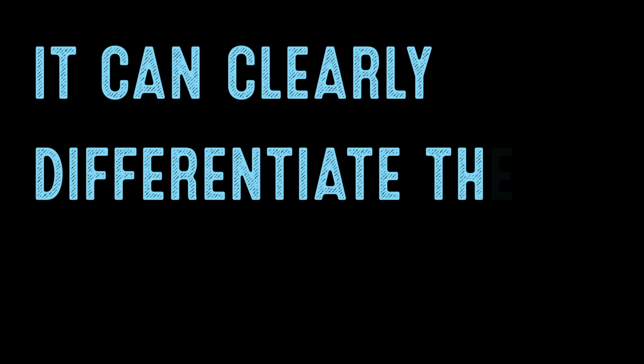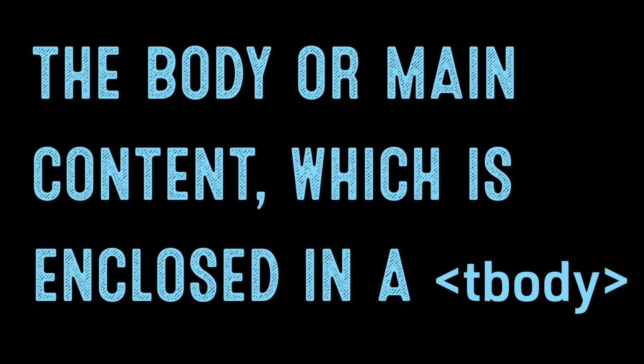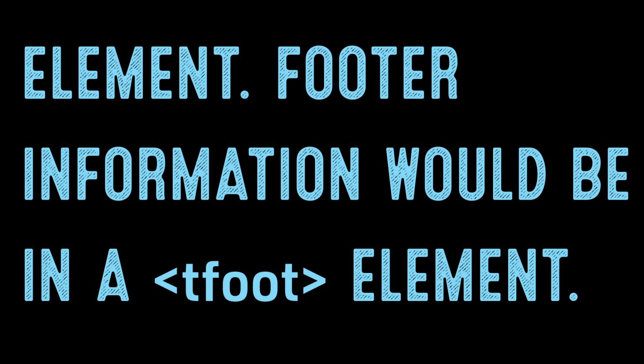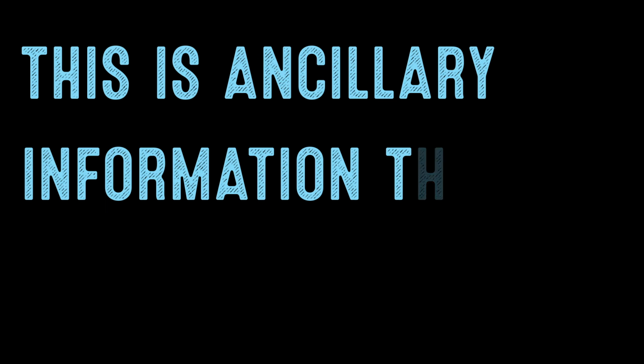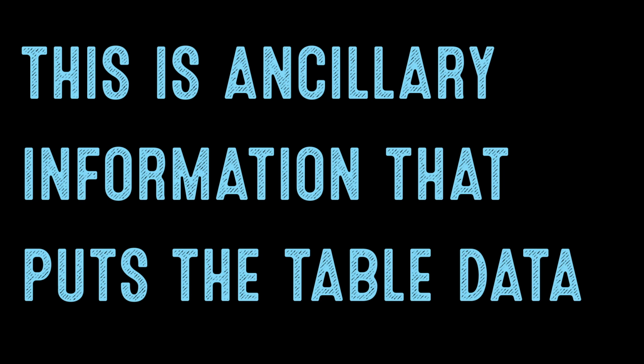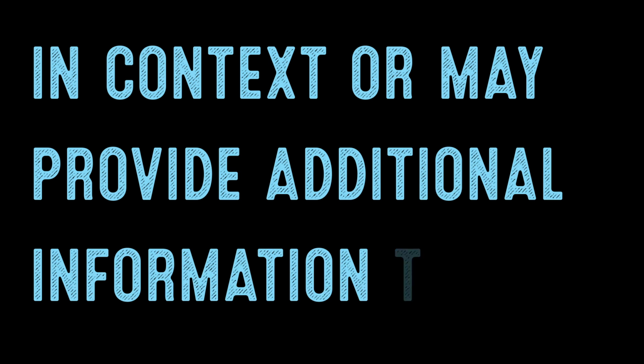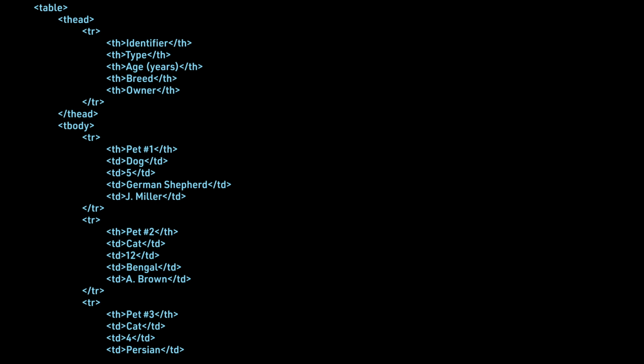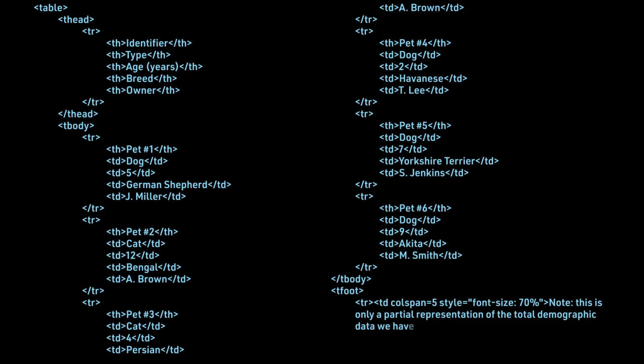It can clearly differentiate the header section from the body or main content, which is enclosed in a table body element. Footer information would be in a table foot element. This is ancillary information that puts the table data in context or may provide additional information to clarify the data presented. Here is a code example. This code will display like this.